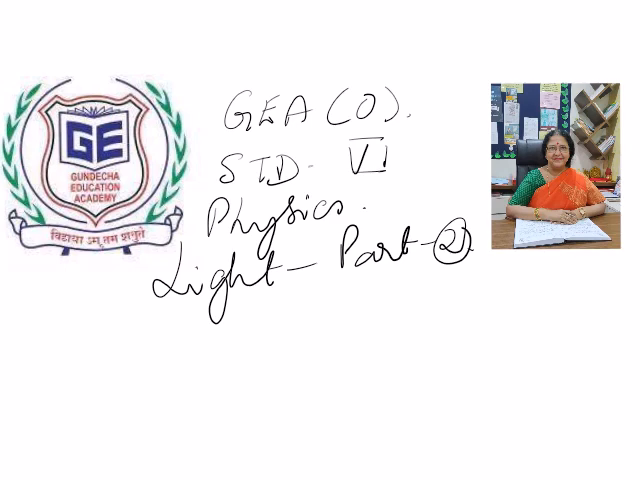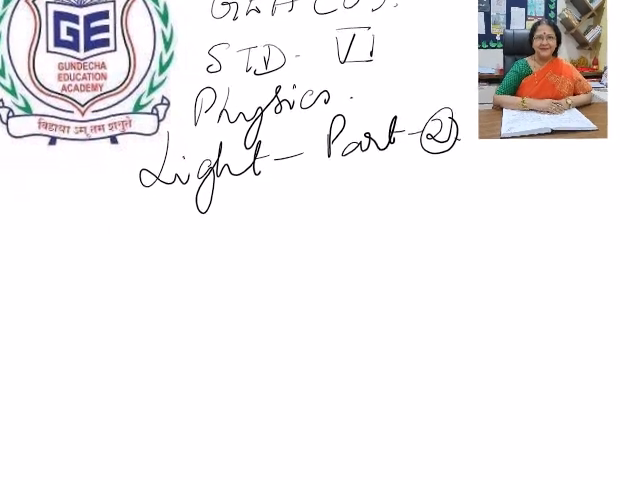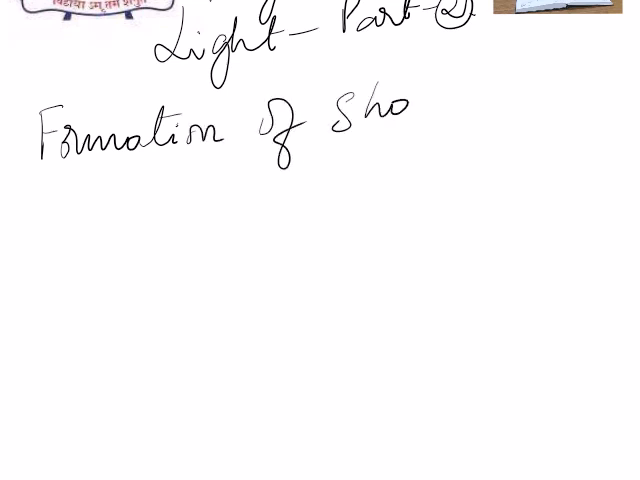Now today we will be learning a very important phenomenon, that is shadow. Formation of shadow. This shadow is also an application of rectilinear propagation of light. So let us learn about formation of shadow and more about shadow.